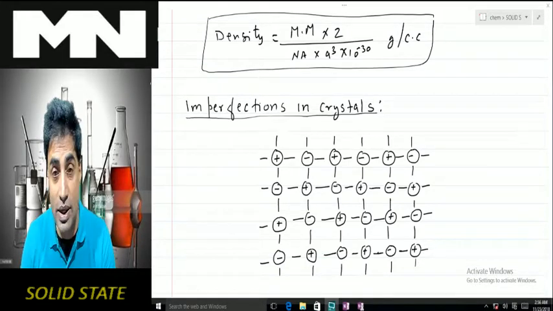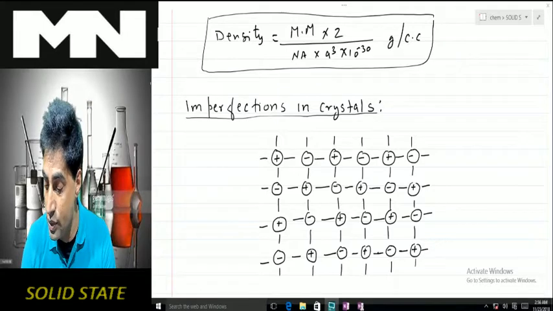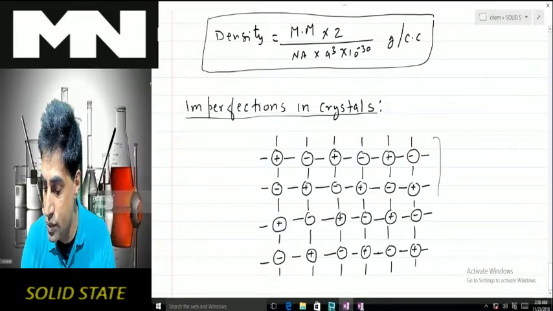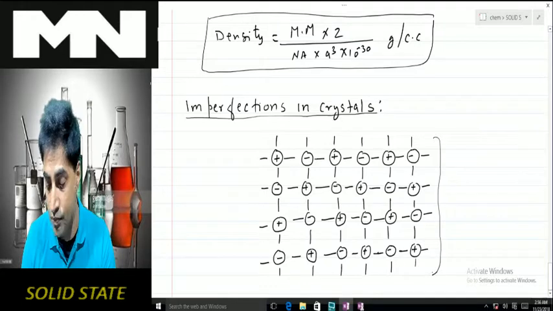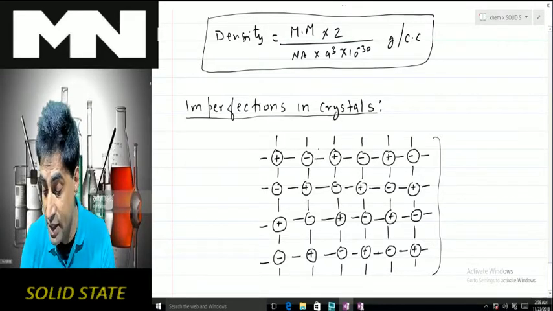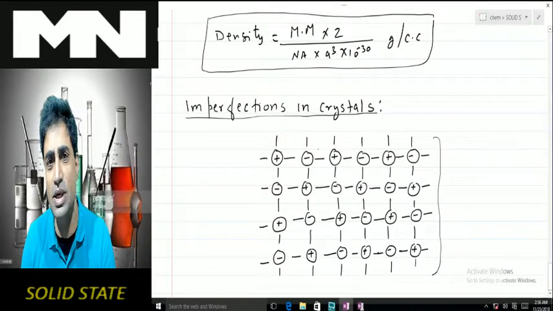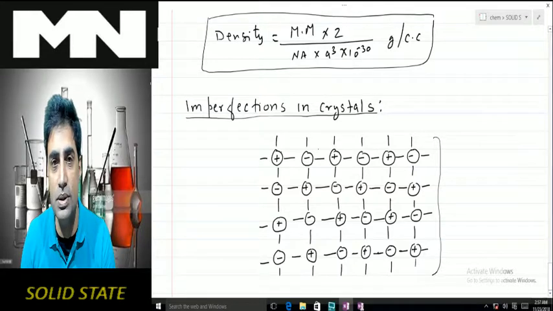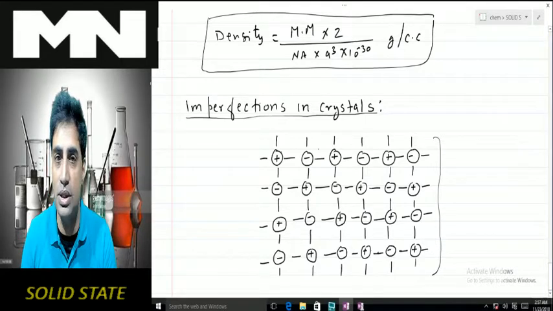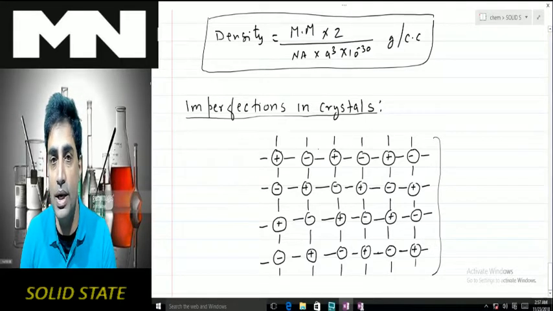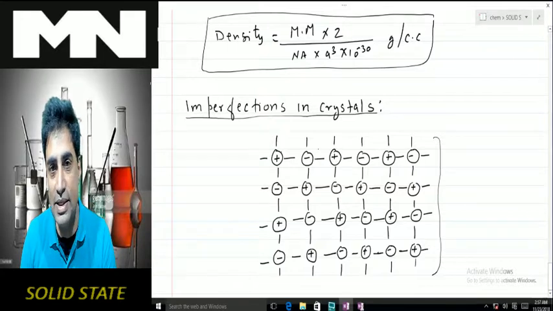Well, if we have a look at a crystalline structure, as you can see over here, a crystalline structure has got a very regular pattern. You will see that every cation is surrounded by anions and every anion is surrounded by cations. So this is a regular pattern in a crystal where cations and anions are surrounding each other. So they are attracting each other, and as a result of that, there is prominent attraction due to which a crystal is stable. But many a time it happens that this arrangement gets disturbed.